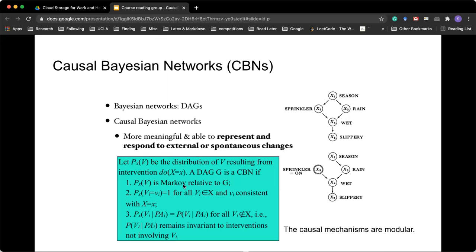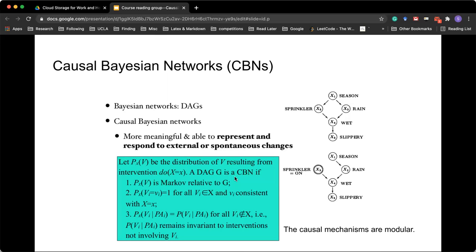A DAG G, a general Bayesian network G, is a causal Bayesian network or a causal graph if these three conditions hold. The first condition is that this distribution is Markov relative to G. So what does this mean? Actually, this is a very trivial condition.